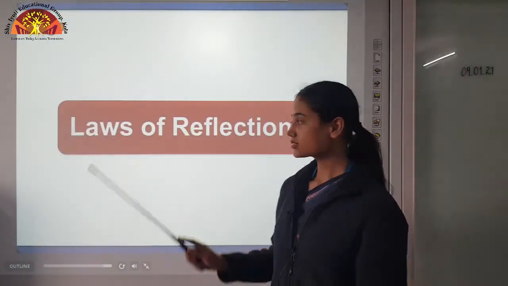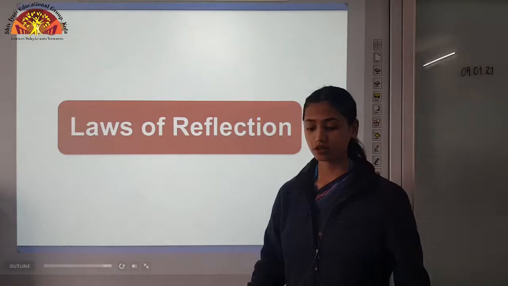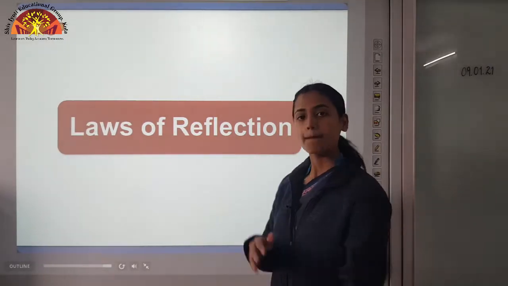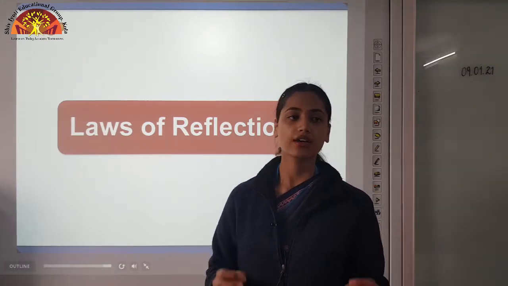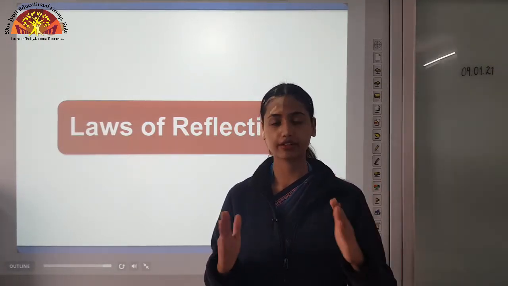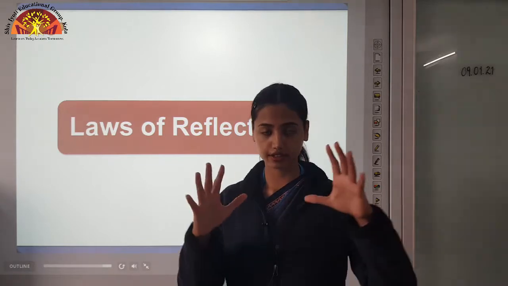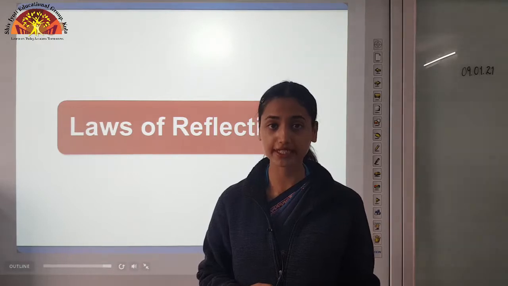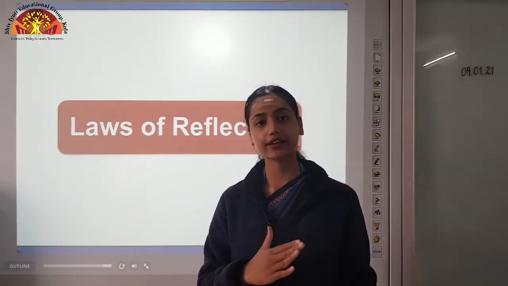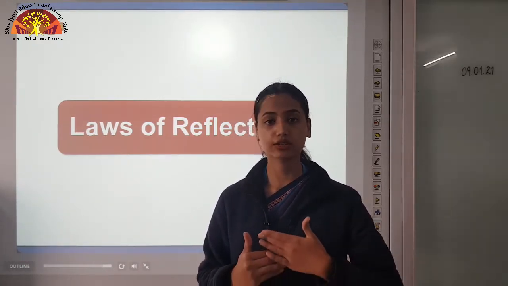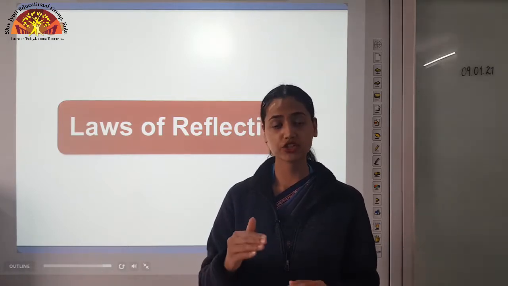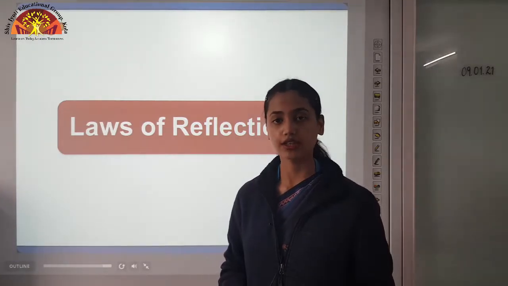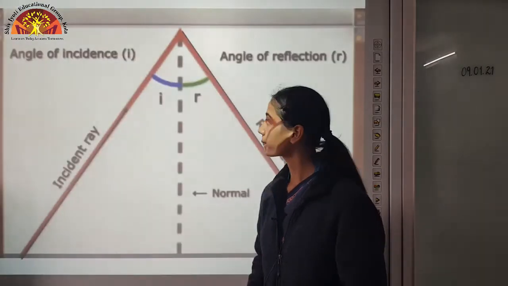The next topic is laws of reflection. Now let's recall the concept of reflection. What is reflection? Bouncing back of light. If in the path of light there is any object present, that object, or we call it a reflecting surface, changes the direction of the incoming light. That phenomenon of change in direction of light is known as reflection. There are a few laws which we will study in this topic.